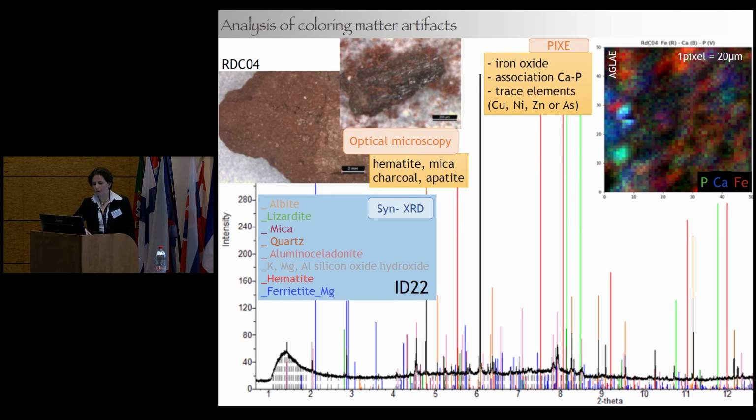We find directly by optical microscopy the presence of charcoal and apatite. That means that perhaps we have access to the origin of the mixture. And thanks to the PIXE analysis, we confirm the association between calcium and phosphate, which we can link to the apatite. However, this apatite doesn't appear in the micro-X-ray diffraction. That means that it's not sufficiently crystallized to be detected by this technique.